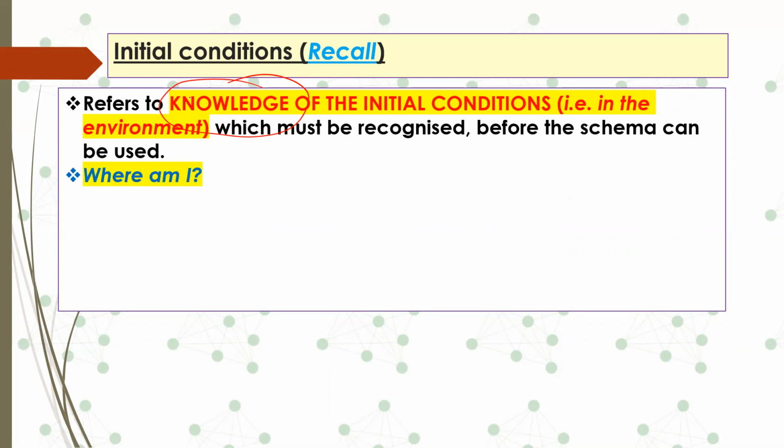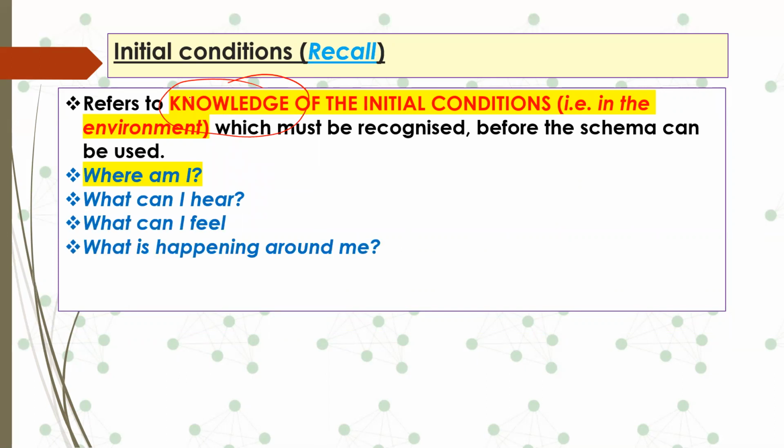So things like, where am I? These are essentially questions that you will ask yourself before anything is done. Where am I? What can I hear? What can I feel? What is happening around me? So you get a sense of the situation, the knowledge of what's going on in the environment. And this is the key one, which is why I've highlighted it again, but any one of them could be important. But essentially that's what this one is sometimes known as, the where am I process.